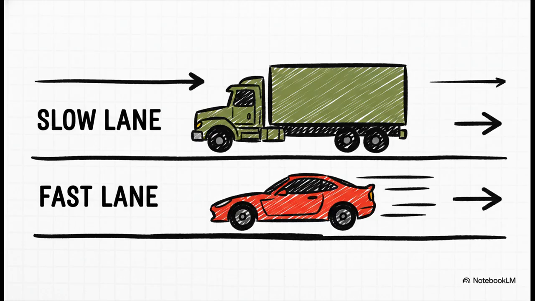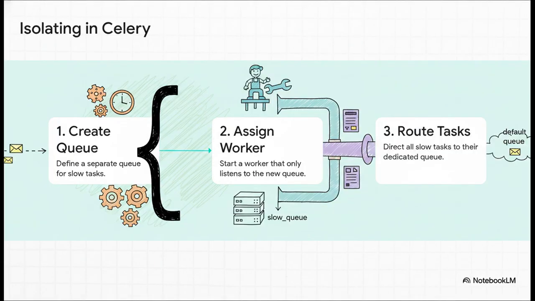By creating separate processing lanes or queues for different kinds of work, you make sure your fast, critical tasks always have a clear express lane. And this isn't just theory. Here's a super practical example using a popular tool called Celery. Step 1, you just create a new queue. Maybe you call it slow_queue. Step 2, you start up a dedicated worker process whose only job in life is to listen to things on that new queue. And finally, step 3, you just tell your app to send all those heavy report-generating tasks over to the slow queue. And just like that, your password reset emails are flying by on the main queue, totally unimpeded.